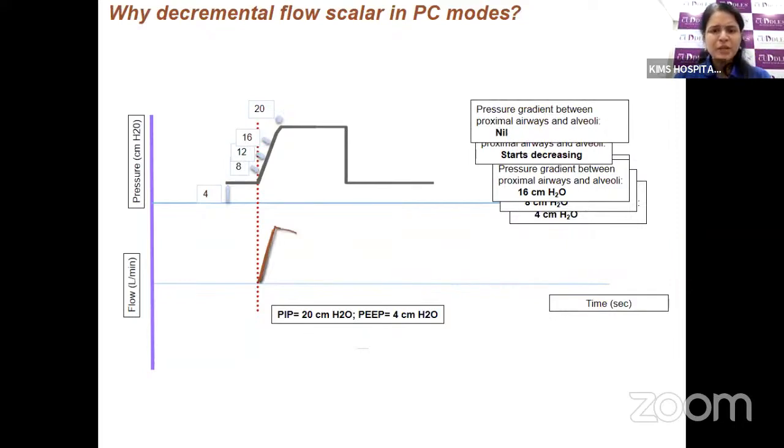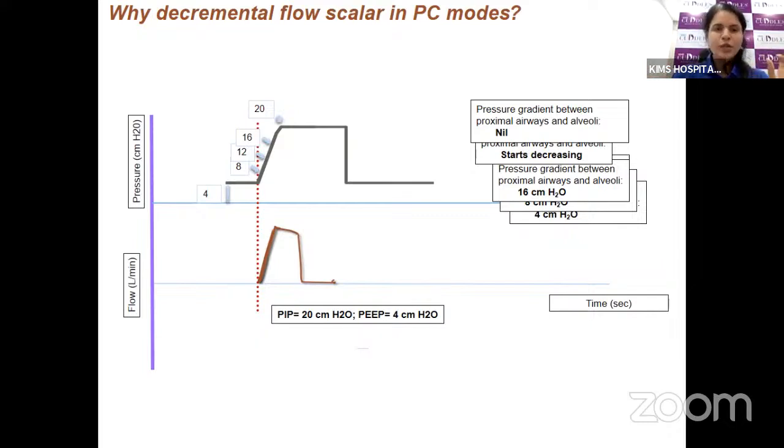So the flow during inspiration becomes slower and slower until a point is reached where the pressure gradient between the proximal airway and the alveoli is nil. So this culminates in a phase of zero flow during inspiration, which is called an inspiratory hold. This happens because the alveolar pressure exactly approximates the airway pressure. So alveolar pressure is also 20, airway pressure is also 20. 20 minus 20, the difference is 0. So when there is zero difference in pressure, there is going to be zero flow.